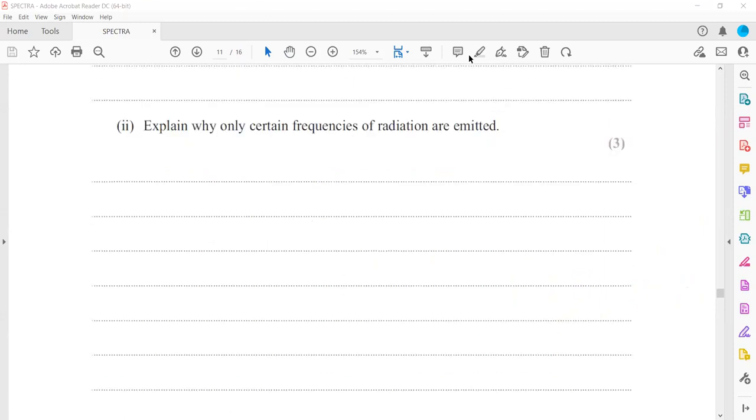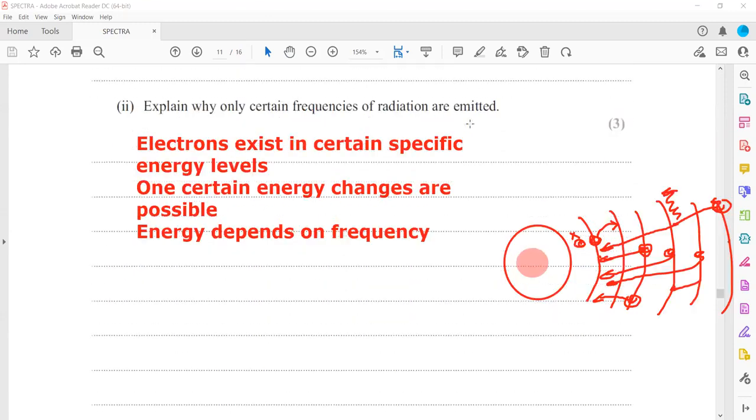Is this one clear? Why are specific frequencies of radiation emitted?